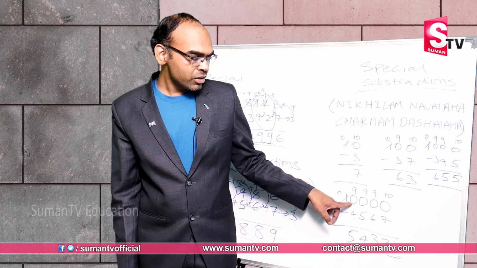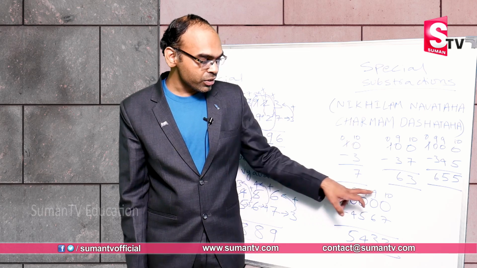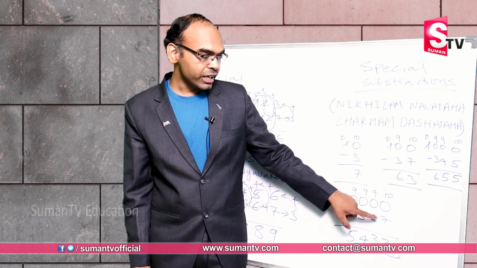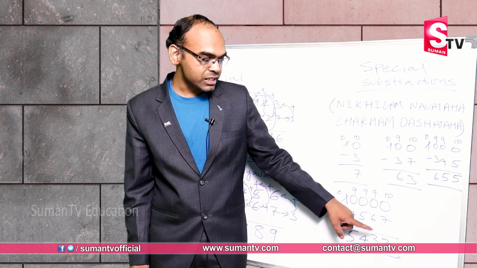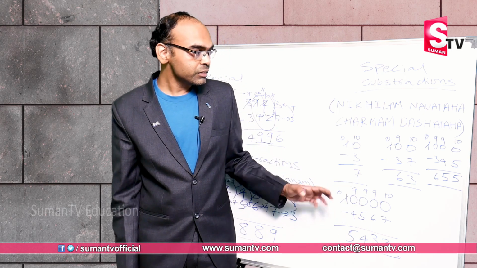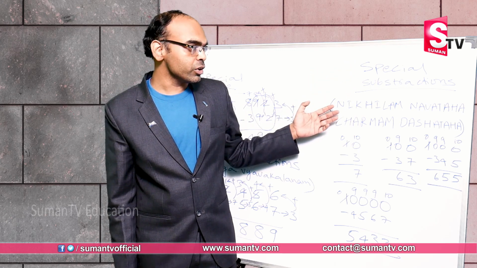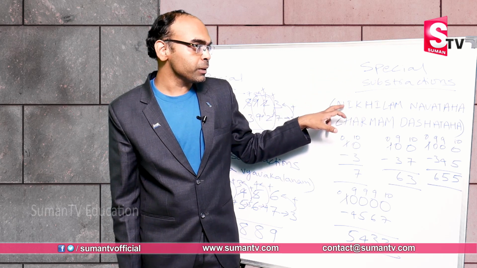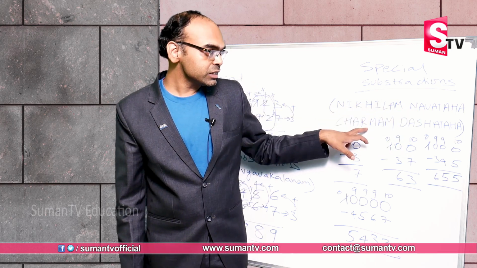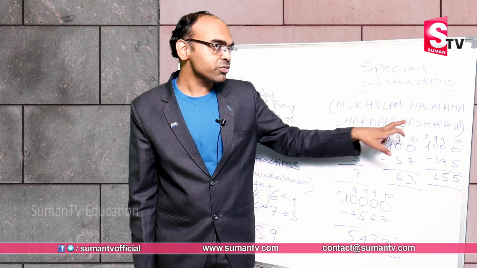Suppose you observe 10,000 minus 4567. Here all from 9, last from 10. 10 minus 7 is 3. 9 minus 6 is 3. 9 minus 5 is 4. 9 minus 4 is 5. These all come under special subtractions. Here we are going to apply the Vedic math principle Nikilam Navataha Charamam Dashataha, that means all from 9, last from 10.